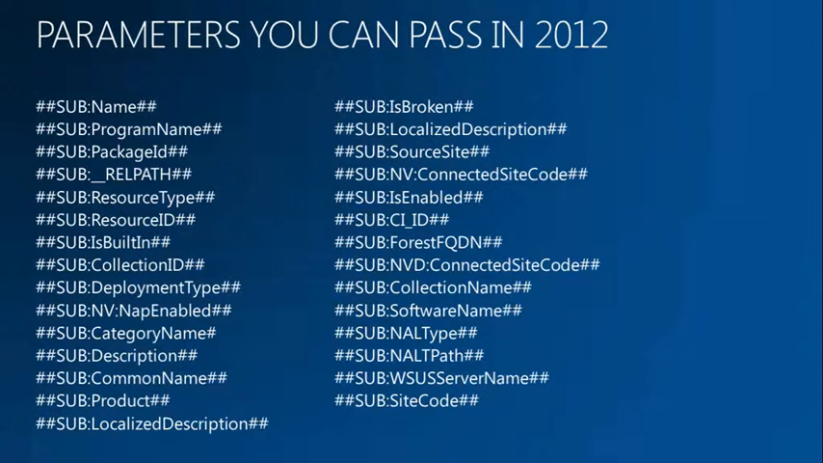We have things like Forest FQDN, software name, description, common name, site code. So these are just a few of what you can at least pass from the console. I don't know what all of them do. Microsoft does not document them. In the current SDK, they basically give you a short list of what you can do. But otherwise, you have to go through the XML console and figure out how Microsoft is passing these parameters over.